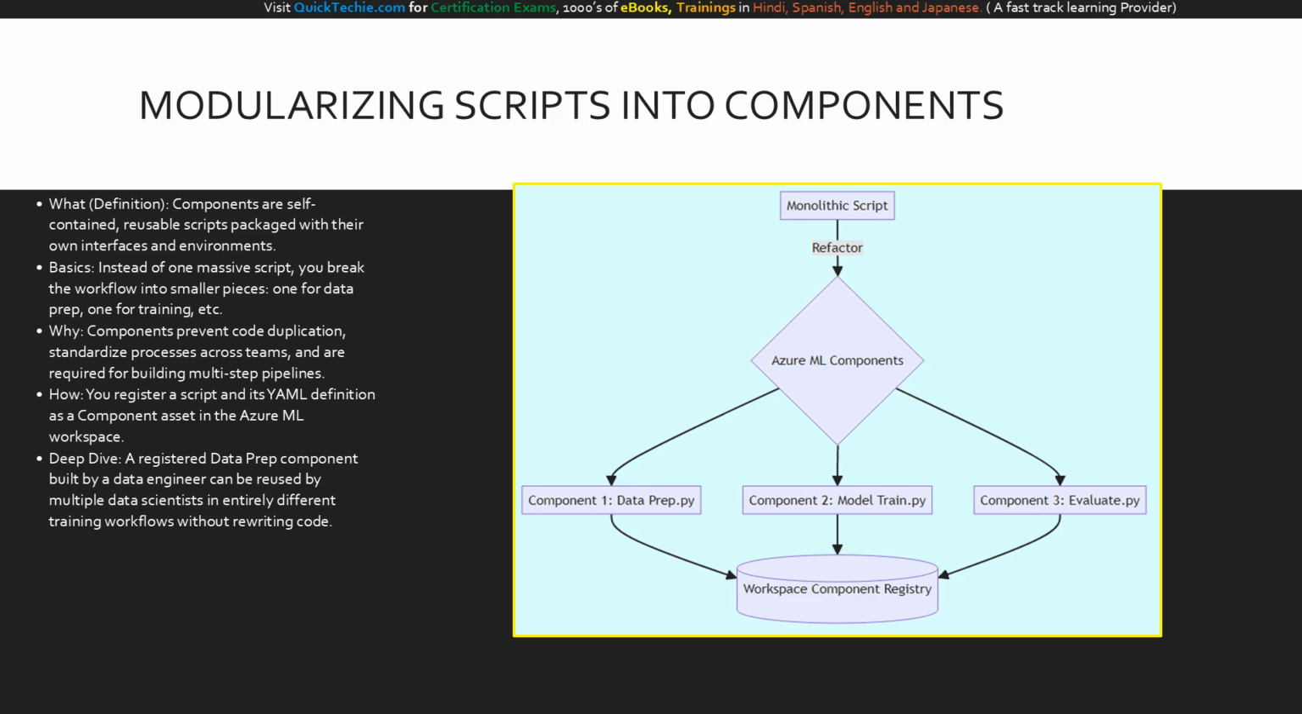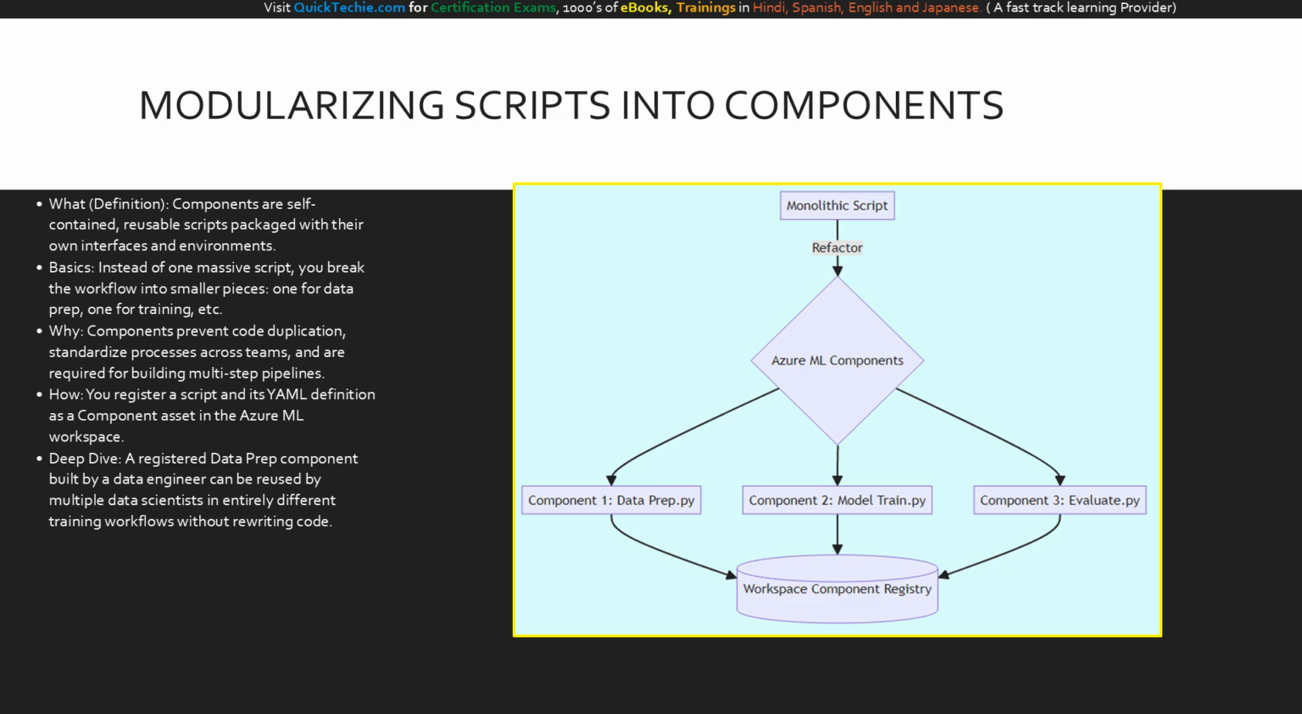Observe the refactoring process on the screen. We begin with a massive monolithic script at the top, which is difficult to maintain and debug. We push this through a refactoring phase, breaking the logic down into distinct, single-purpose Azure ML components. We now have Component 1 strictly handling data prep, Component 2 handling model training, and Component 3 handling evaluation. Finally, all 3 arrows lead down into the workspace component registry. By storing them in this centralized database, these scripts transform from isolated files on a developer's laptop into governed, enterprise-wide assets ready for orchestration.